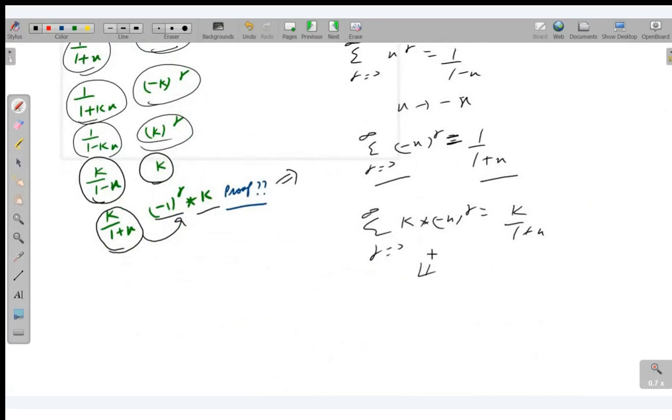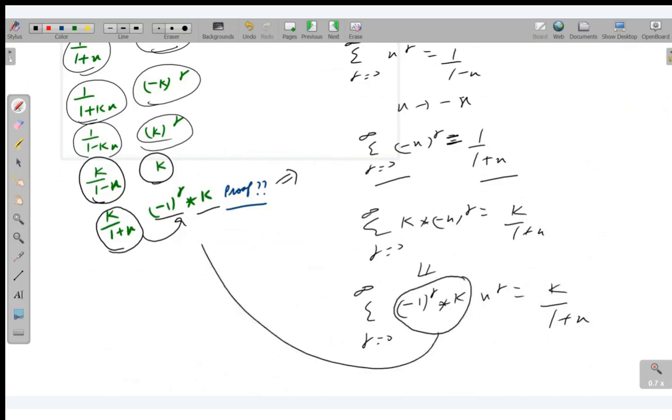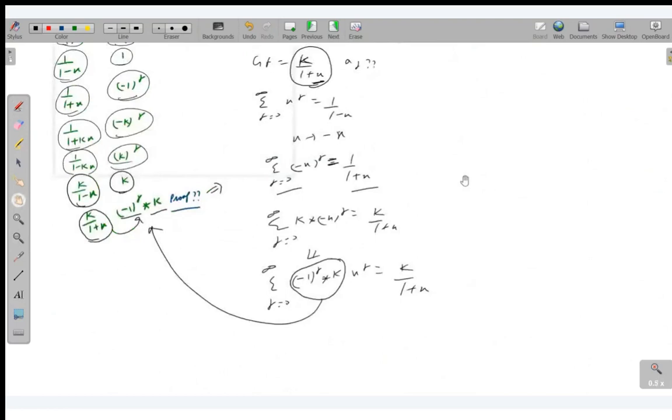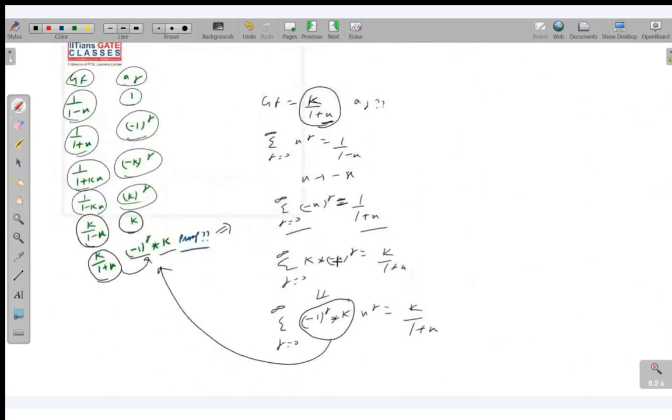So the next thing I will say: minus 1 power r multiplied by k, sigma r equal to 0 to infinity, x power r, is equal to k upon 1 plus x. So what is the numeric function? This only, this I have written. Okay, and I think there should be no doubt here, no? K is inside, k is outside. I think that is very obvious. Yes, sir. Okay, now please take a snapshot. I will jump to the next slide now.